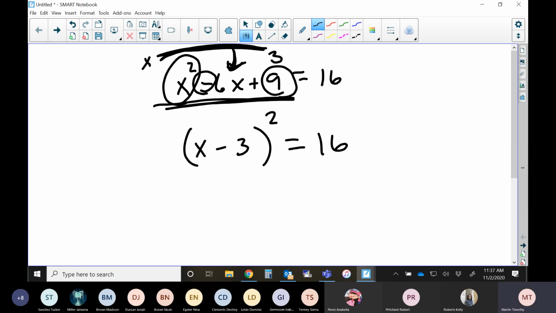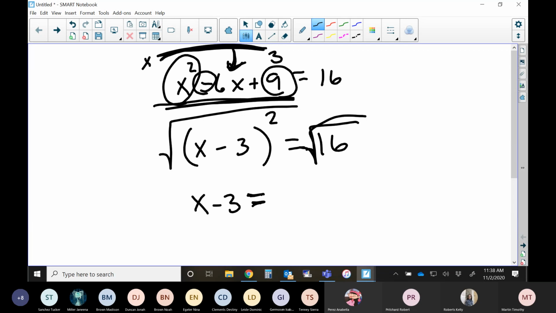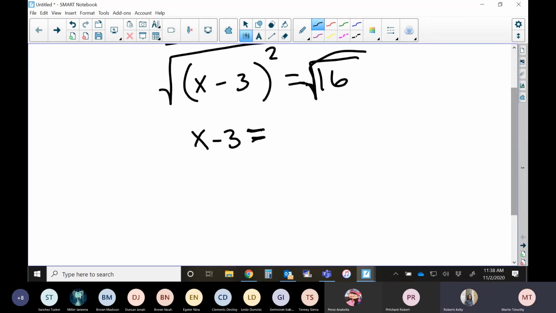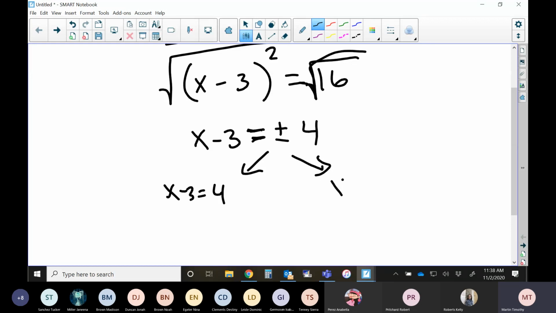Now the reason that that is helpful is I can square root this side and square root this side. I put the square root sign in. Why am I saying that? What do I have to put if I put the square root sign in? Positive and negative. Yeah, plus or minus sign, and then square root of 16 is 4. And that legit means there's going to be two answers. x minus 3 when I get a positive 4, and x minus 3 when I get a negative 4.